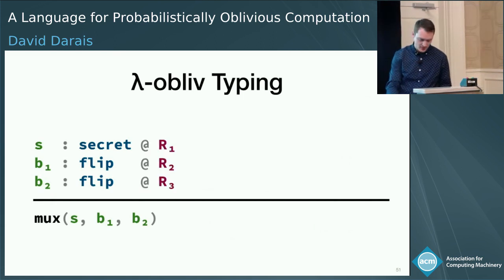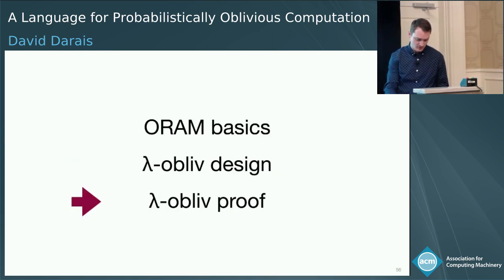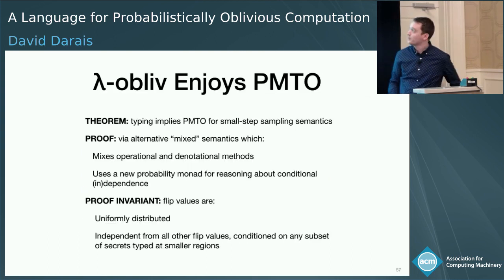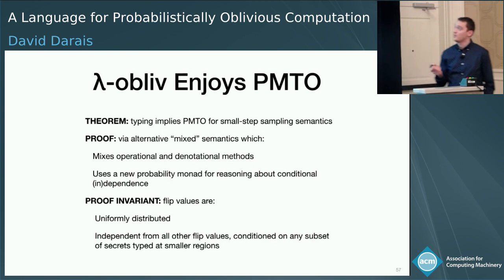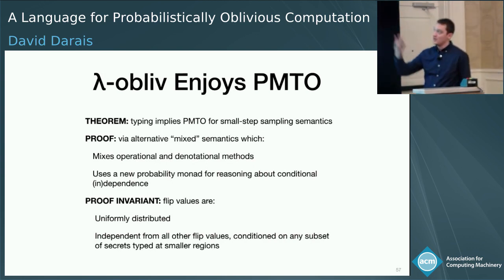So I'm out of time. I'm going to skip through a bunch of stuff. We did a case study on tree ORAM. I want to say quickly, our theorem is that typing implies PMTO. Our proof is really not straightforward, and it's worth looking at if you're in this area of research.